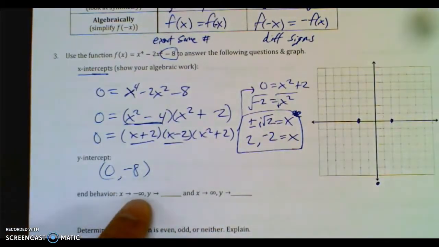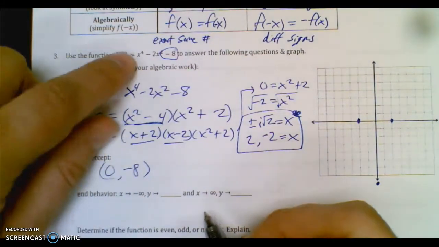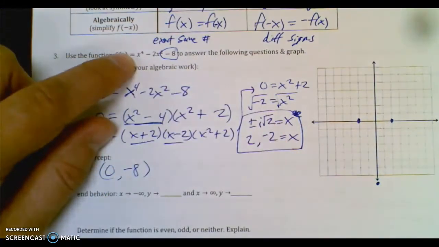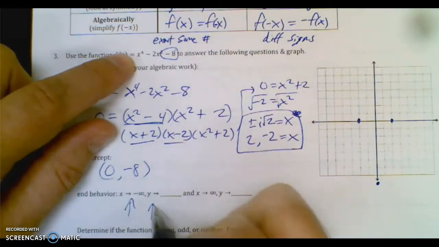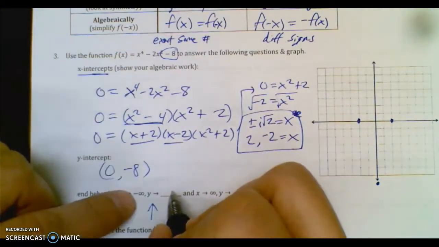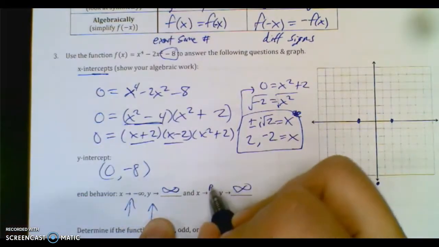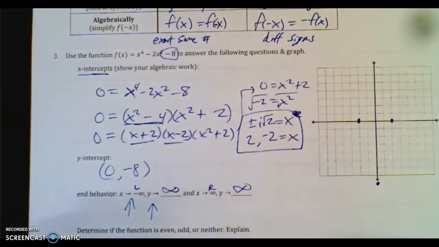And then end behavior. Well, let's just look at this. It's an even power, and it's a positive number in front. So my graph would look like this, which means as I go left, it goes up to infinity. As I go right, it goes up to infinity.